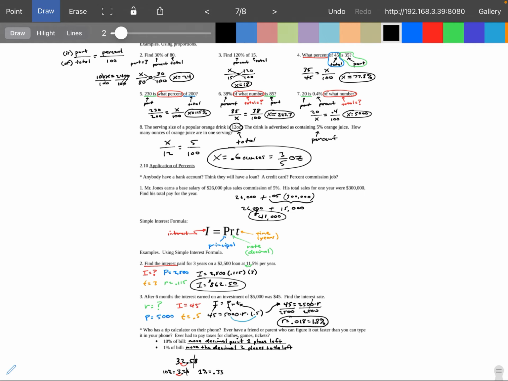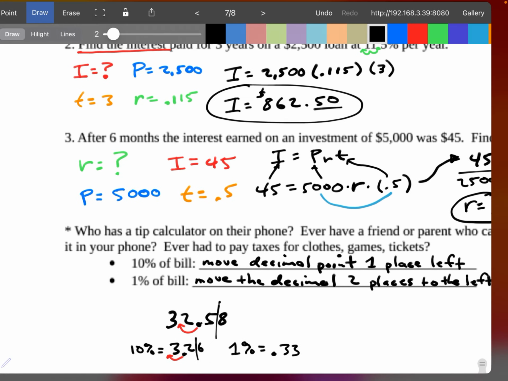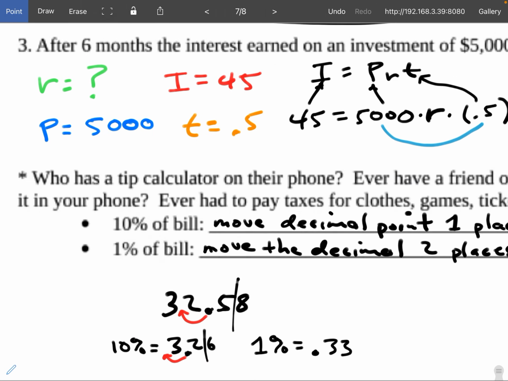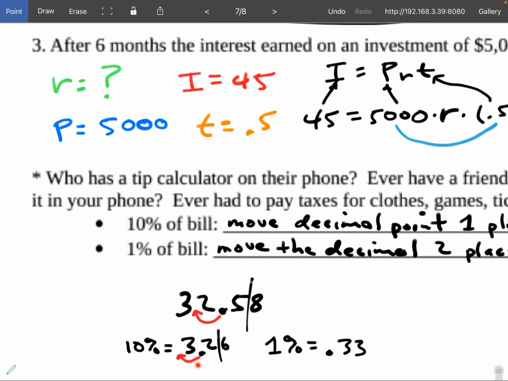I thought there was one more thing. Oh, yeah, there it is. Up at the top here it says you want to find 5% of the bill. Well, if you want 5% of the bill, if this was 10% of the bill right here, you could just take half of that to get 5%, right? So if $3.26 is 10% of the bill, what's 5% then? What's half of 326?